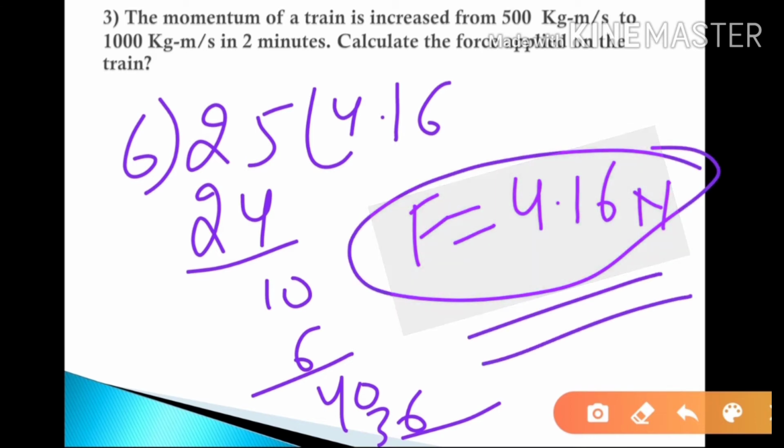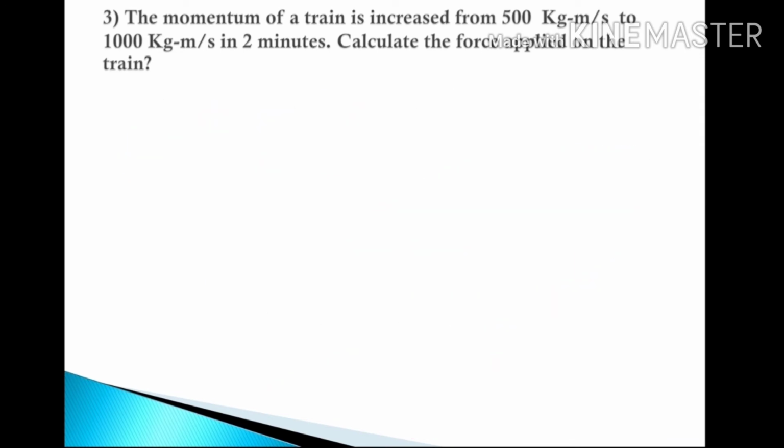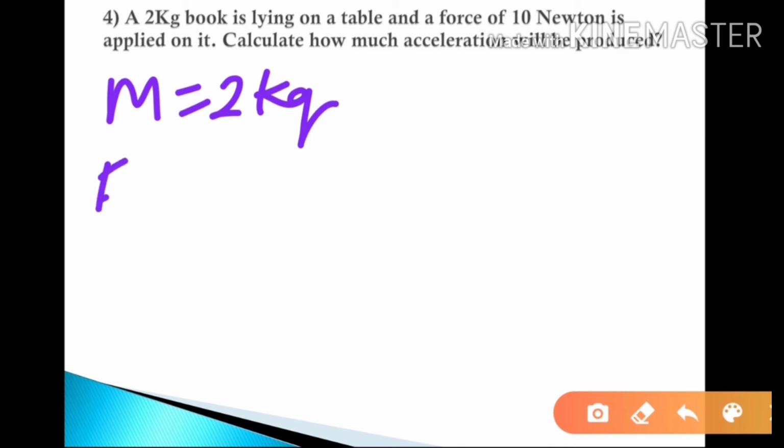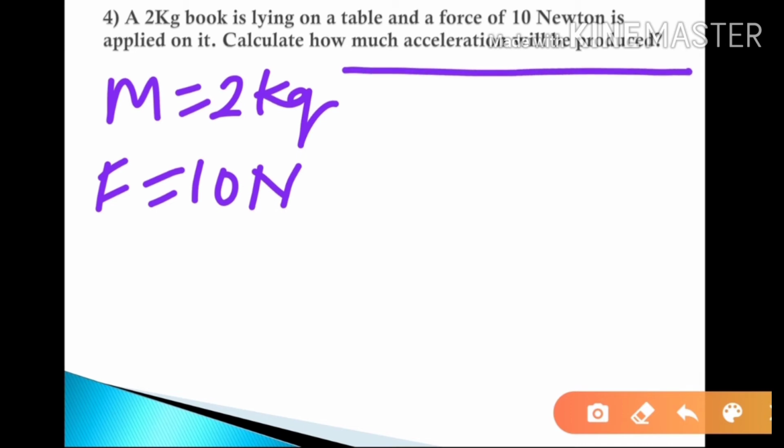Now we are going to our next question. Our next question is: a 2 kilogram book is lying on a table. So mass is 2 kilogram, and a force of 10 Newton is applied on it. Force is 10 Newton. Calculate how much acceleration will be produced. We have to calculate the acceleration.